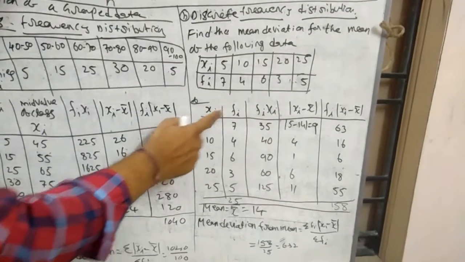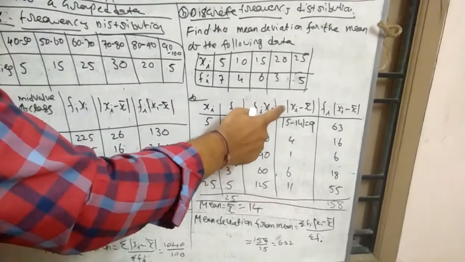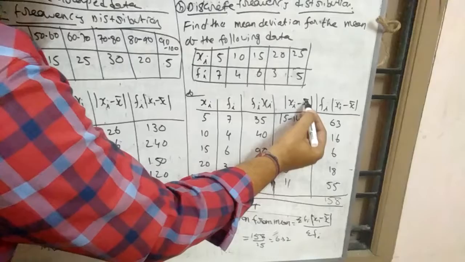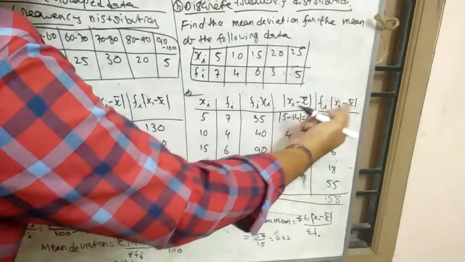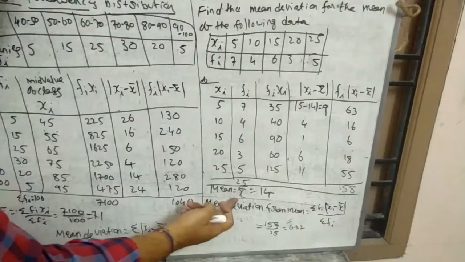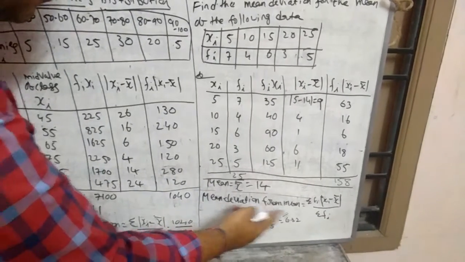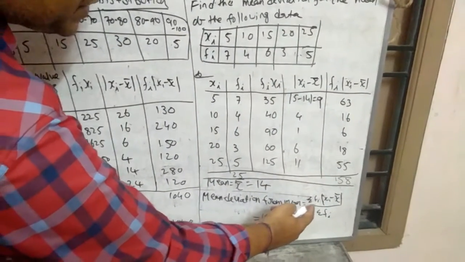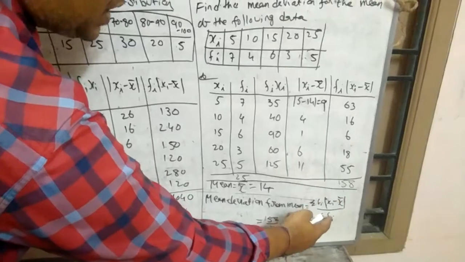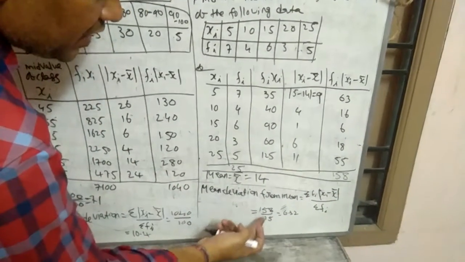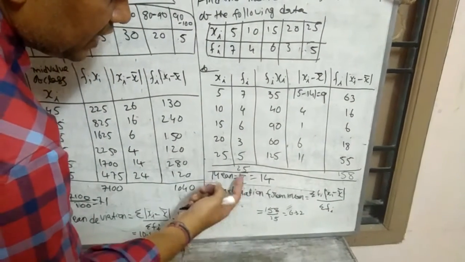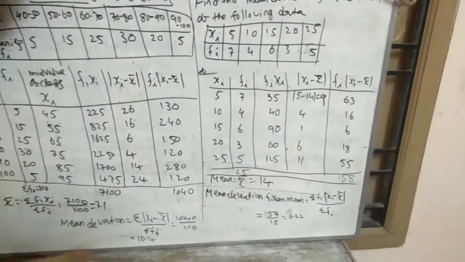Answer for this one: xi, fi xi, modulus of xi minus x bar. X bar means mean. fi into modulus of xi minus x bar. Mean x bar is equal to 14. Mean deviation formula is summation of fi into modulus of xi minus x bar by summation of fi, 158 by 25, you got the value as 6.23.